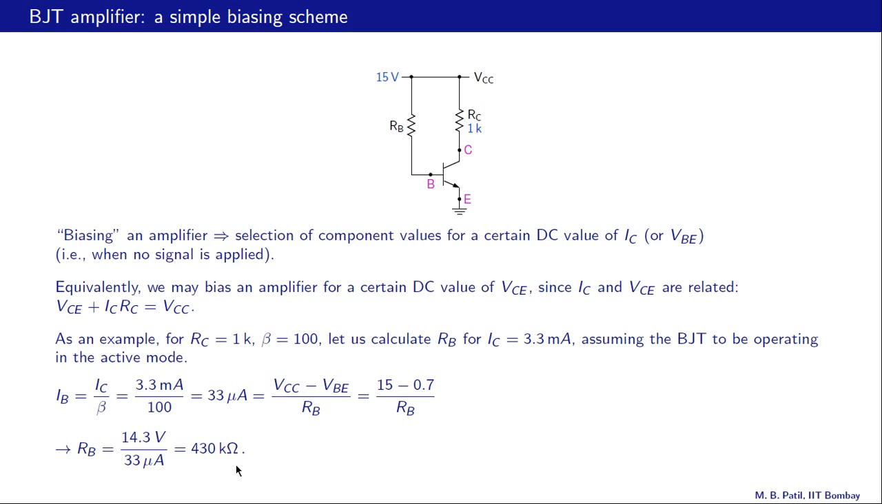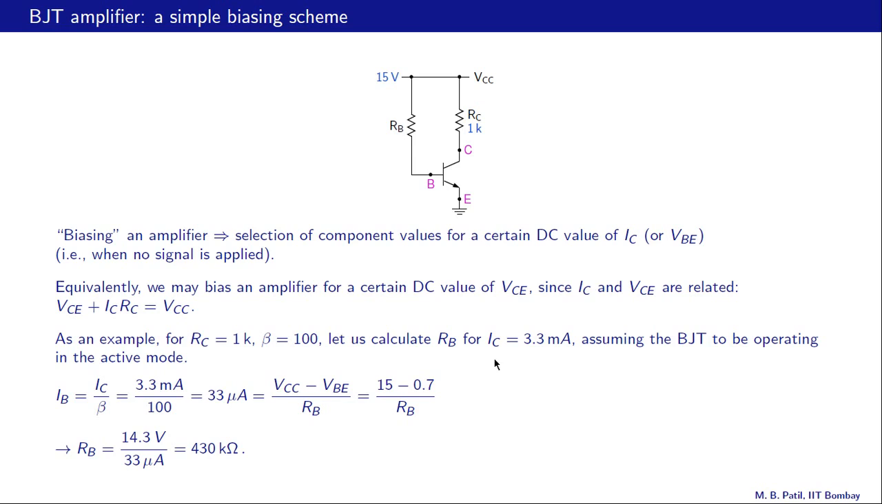So if we have RB equal to 430 kilo ohms and with RC equal to 1K and the transistor beta equal to 100, we can expect the collector current to be 3.3 milliamps.